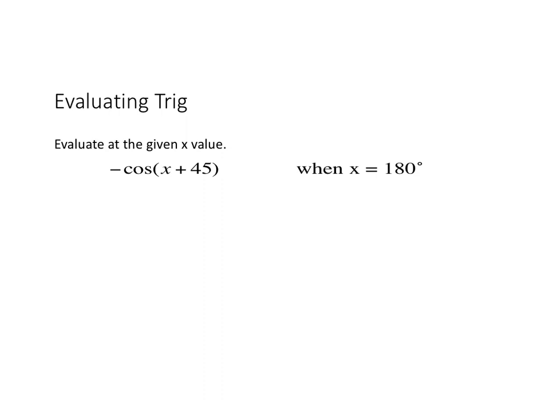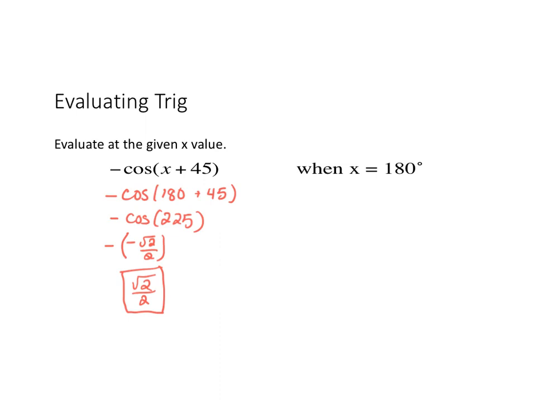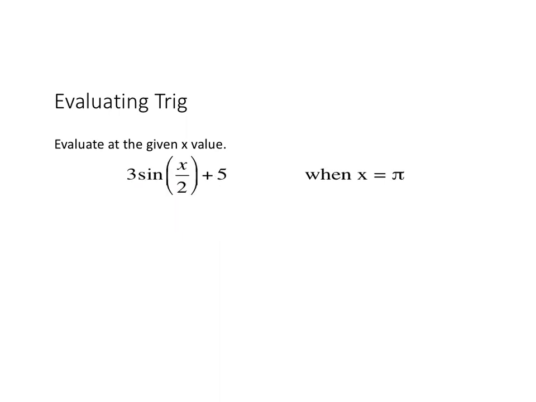Pause this video and see if you can try this problem on your own. Okay, so the first thing that I did was I substituted my value of x of 180. I did my addition inside my parentheses first, and I got 225. I evaluated my trig. Cosine at 225 degrees is negative square root 2 over 2. And then my final step was to do negative and negative to make it a positive square root 2 over 2.